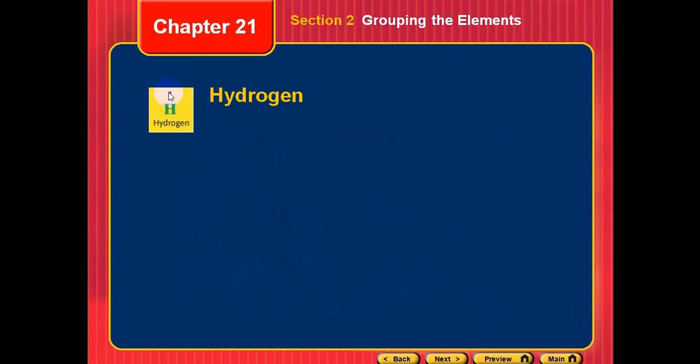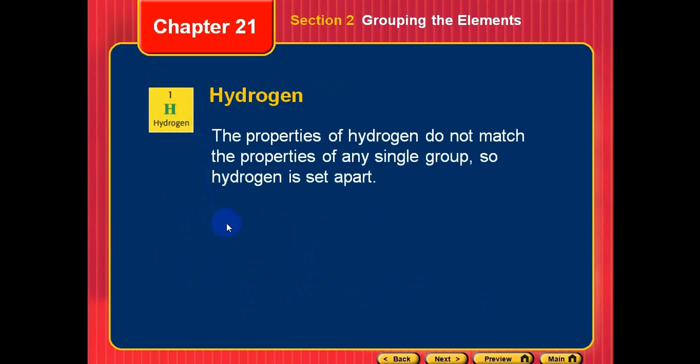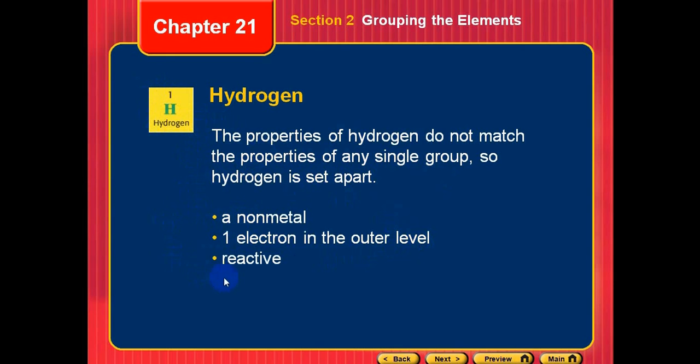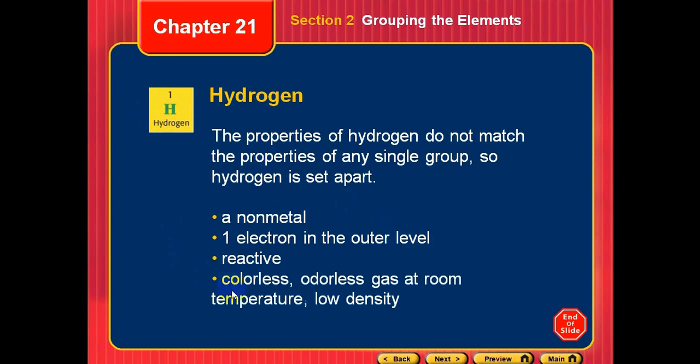Hydrogen, which we put in a group by itself. The properties of hydrogen do not match the properties of any single group. So hydrogen is set apart. We put hydrogen alone because it has different properties from other elements. It's a nonmetal. It has 1 electron in the outer level. The hydrogen atom has only 1 electron. It is reactive, and a colorless, odorless gas at room temperature, and it has very low density.